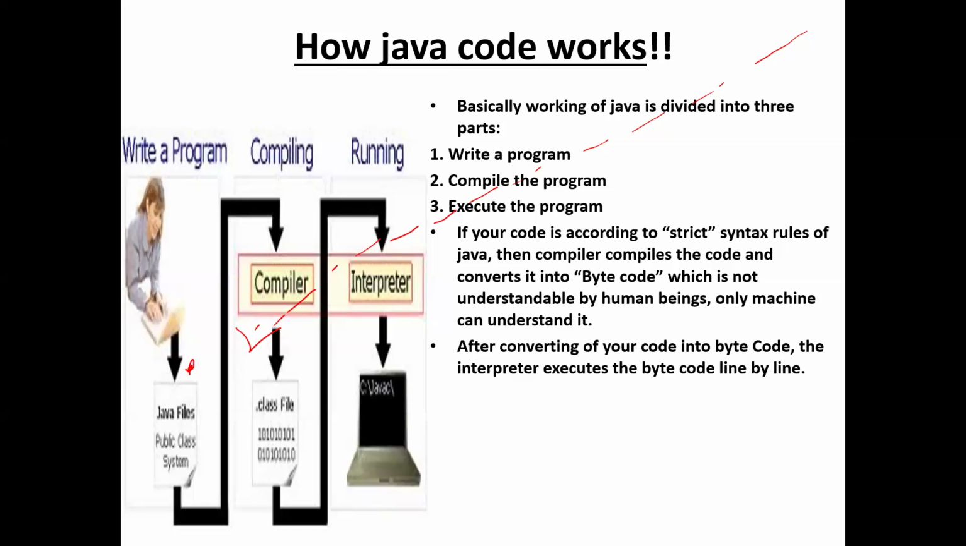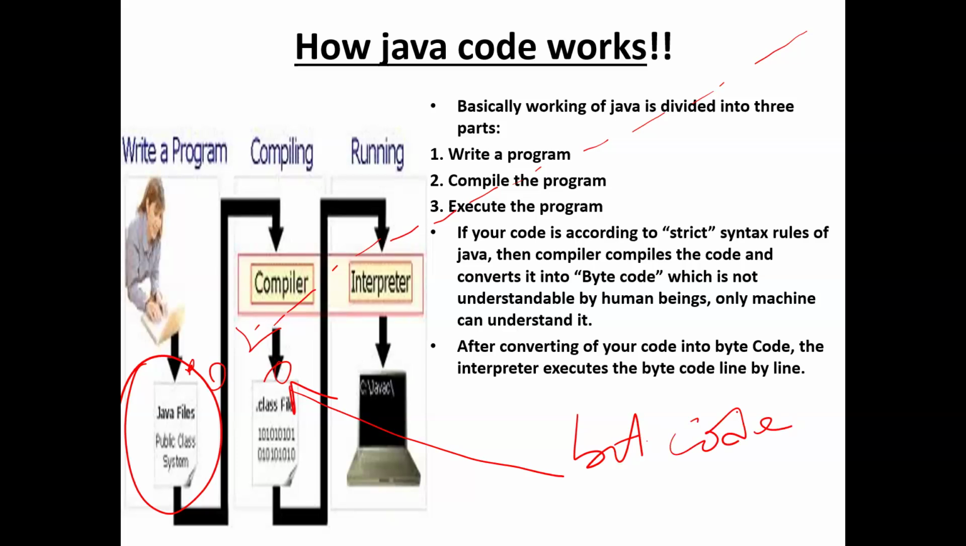When you write the code, it is in a .java file which contains English, and the processor does not understand English-like language. So the compiler comes into the picture and converts it into byte code. Because your processor, your PC, does not understand English-like language, you need a compiler. The compiler converts the high-level language into byte code.